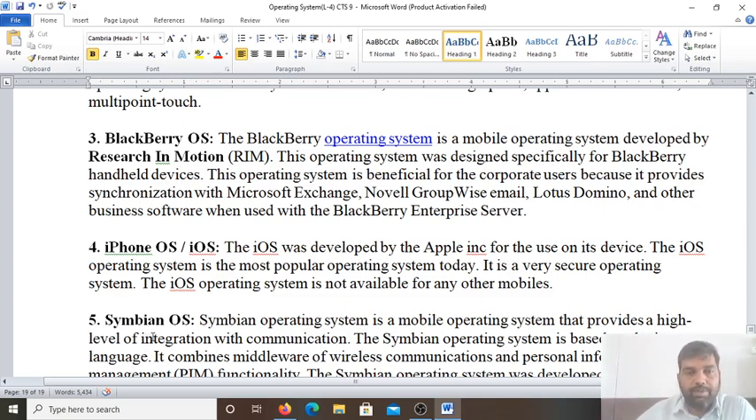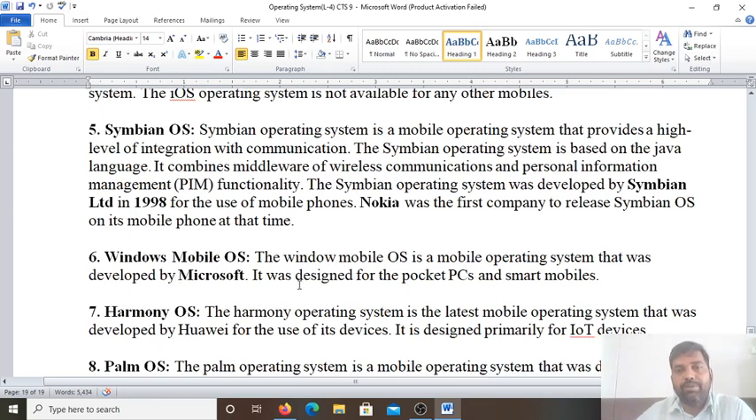Next is the Windows mobile operating system. The Windows mobile operating system was developed by Microsoft. It was designed for pocket personal computers and smart mobiles. The mobile device is based on the Windows CE kernel, designed to look and operate similar to the desktop version of Microsoft Windows. Some of the Windows mobile devices are the Nokia Lumia 920, Samsung ATIV S, and Windows Phone 8X by HTC.